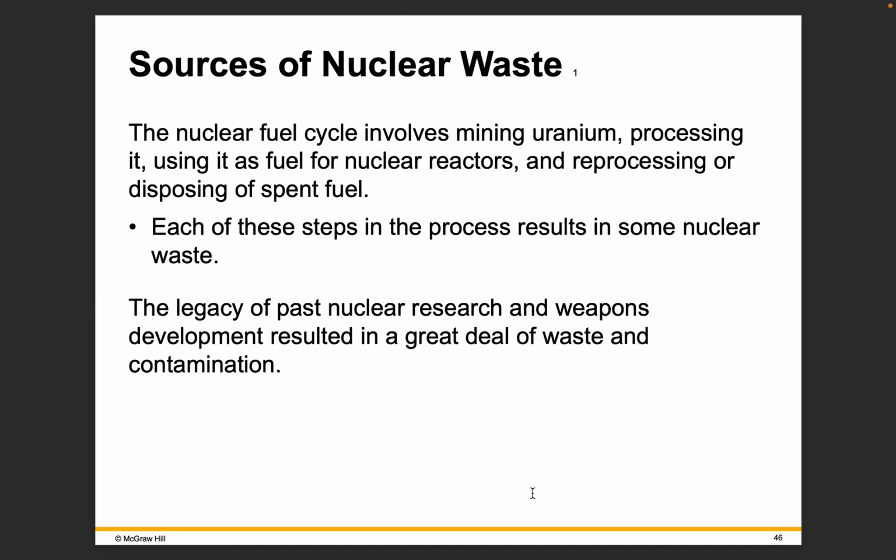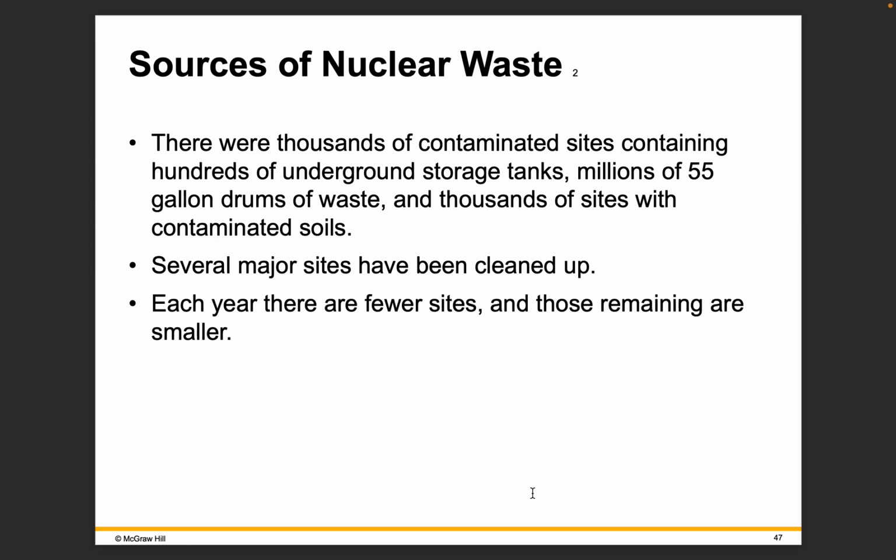The nuclear fuel cycle involves mining uranium, processing it, using it as fuel for nuclear reactors, and then reprocessing or disposing of the spent fuel. Each of these steps in the process results in some nuclear waste, and the legacy of past nuclear research and weapons development resulted in a great deal of waste and contamination. There were thousands of contaminated sites containing hundreds of underground storage tanks, millions of 55-gallon drums of waste, and thousands of sites with contaminated soils. Several major sites have been cleaned up, and each year there are fewer sites, and those remaining are smaller. So we're making progress.